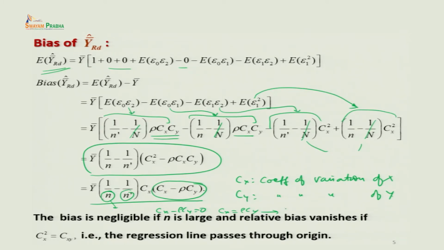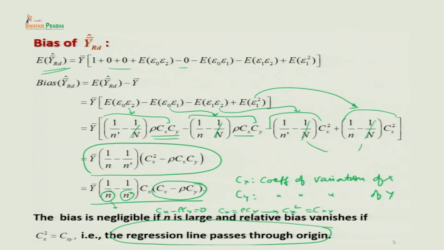So, right, then you can simplify it here, say Cx square equal to Cxy. And this condition, if you remember, we had earlier discussed also, this condition is going to be satisfied when the regression line of y on x is passing through the origin. And if you remember, that was also the condition for the superiority, or the condition when the ratio estimator is going to give you a good result.